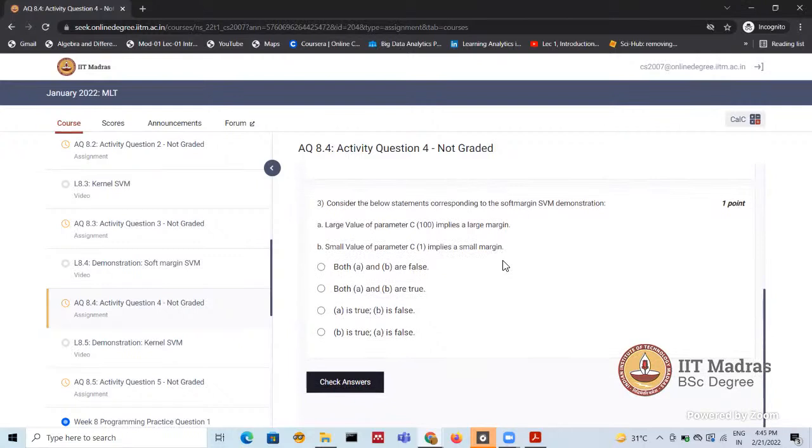Next, consider the below statements corresponding to soft margin SVM. A large value of C implies a large margin. A small value of C implies a small margin. Yeah, both are false, right? Yeah, exactly. Both are false. Can anyone explain why both are false?